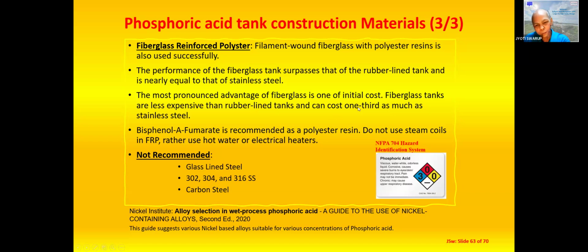The most pronounced advantage of fiberglass is low initial cost. Fiberglass tanks are less expensive than rubber lined tanks and can cost one-third as much as stainless steel. Bisphenol is added to the recommended polyester resin. Steam coils and FRP are of course not recommended, nor glass-lined steel or 316SS; only 316L can be used for carbon steel. But nickel-based alloy selections are also possible for the phosphoric acid tank.